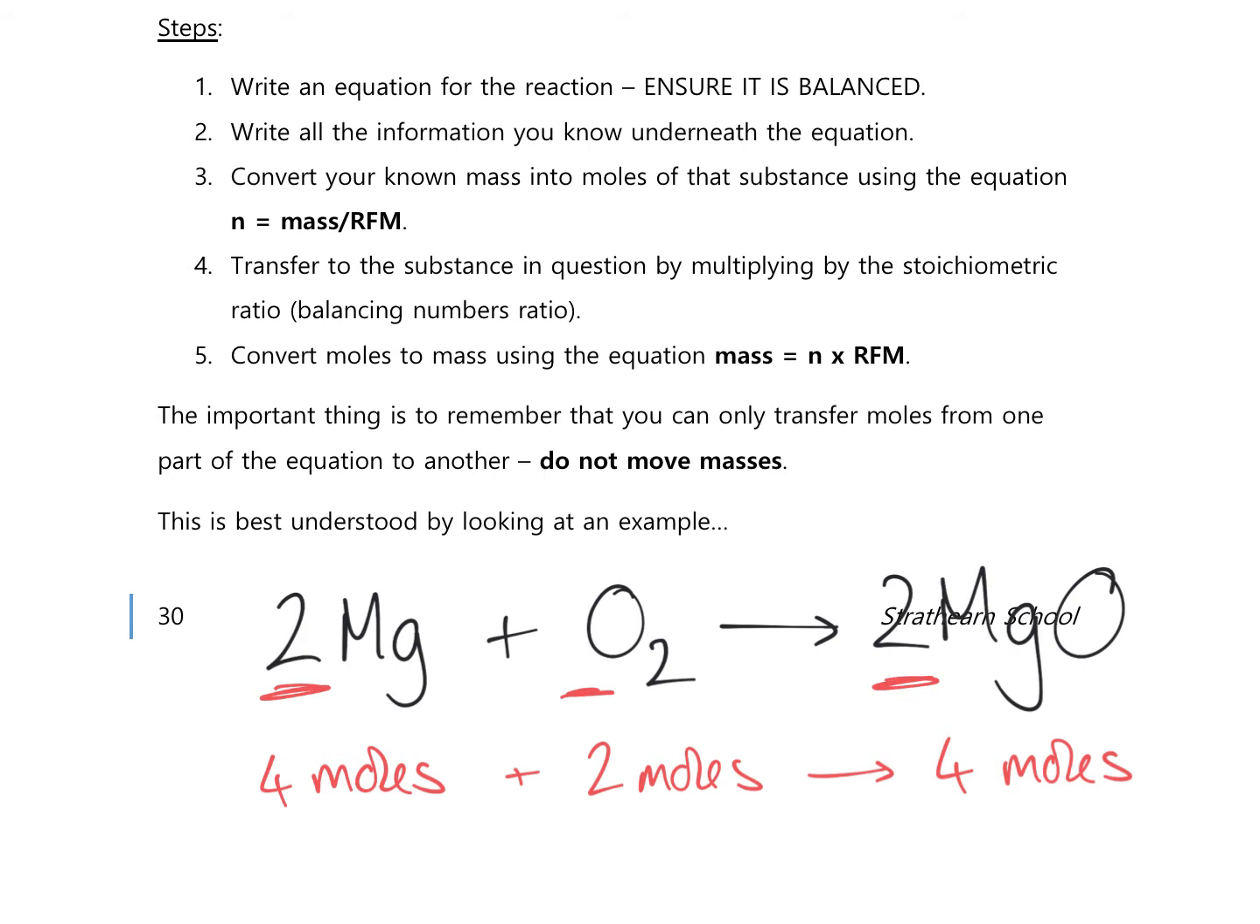Then number 4, you might not be familiar with this term. It says transfer to the substance in question, the one you're asked to work out, by multiplying by the stoichiometric ratio. If you haven't heard of that term, it's just a balancing number ratio. So if we were going from magnesium to oxygen in this, it would be 2 to 1. Don't worry if you're not familiar with the term; it just means the balancing numbers ratio. Then once we've brought our moles over to the substance we're trying to work out the mass of, we simply convert to mass using mass equals n times RFM.